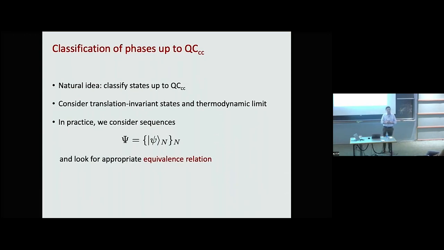Here what I want to do now is take a more theoretical point of view. So we consider states in the thermodynamic limit which are translation invariant, and of course this introduces some subtleties which you can resolve in some ways. But what we can think of is that now we have sequences of systems of increasing system size, and what we want to do is define an equivalence relation in this class.